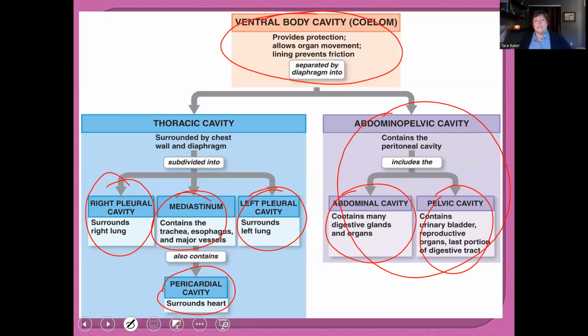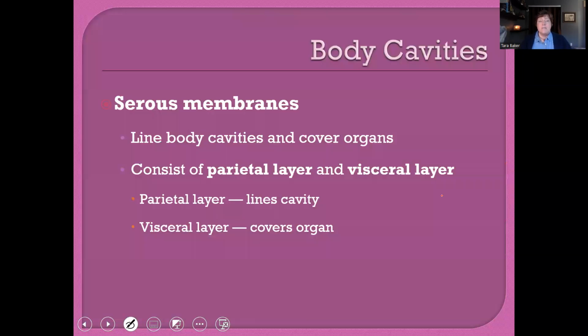And your pelvic cavity, which is the lower part inside your pelvis, is going to contain mostly your urinary bladder and your reproductive organs. So we have all of these different cavities, all these different baggies. Now the baggies, the bags, are made out of serous membranes.